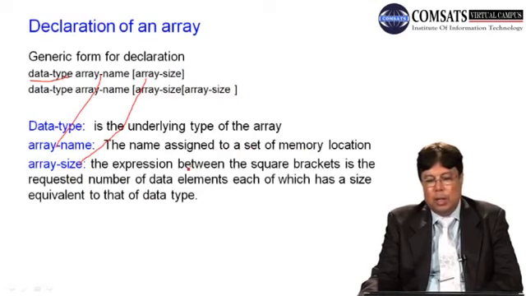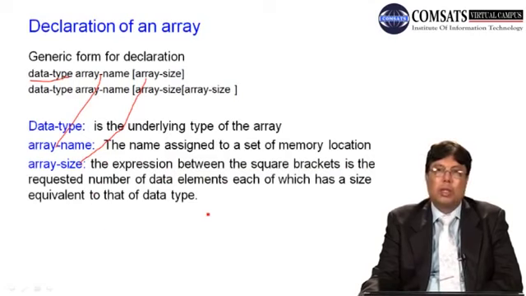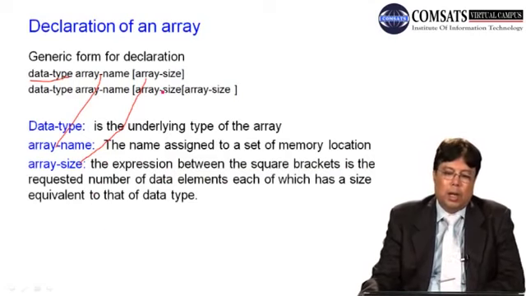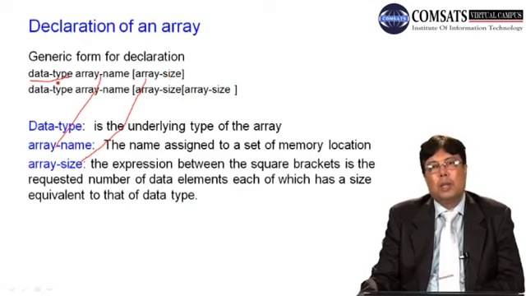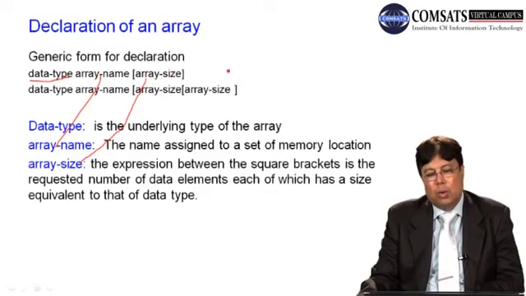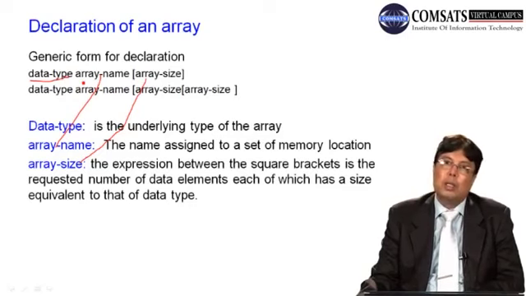You can use an expression between the square brackets for the requested number of data elements, each of which has a size equal to that of the data type. Okay, what does it mean? Again, if you have declared an array of 100 elements, then 100 elements of the size of the data type, if it is a type of integer or if it is a type of float, then the size of each element is 4, and you have declared 100, so 4 into 100 means 400 memory locations are reserved under the name that you have provided here.